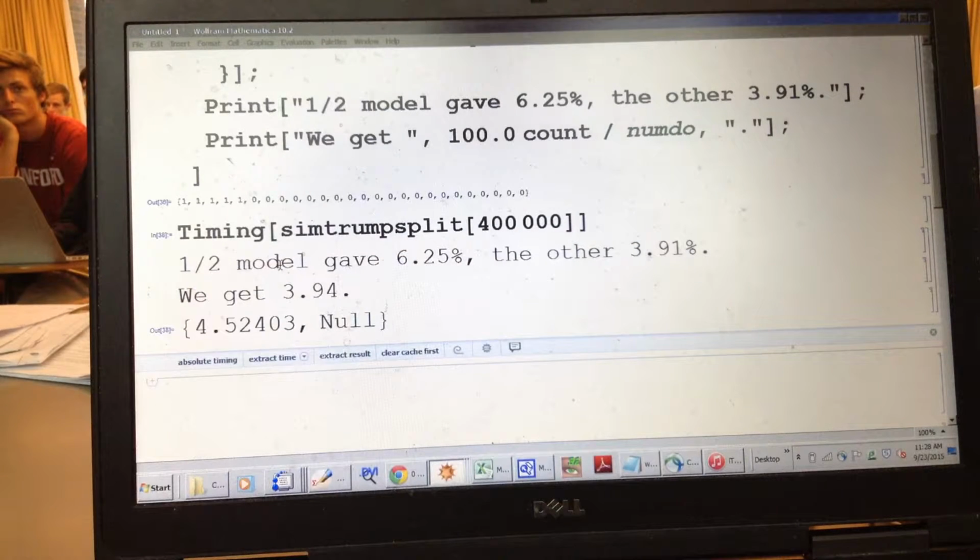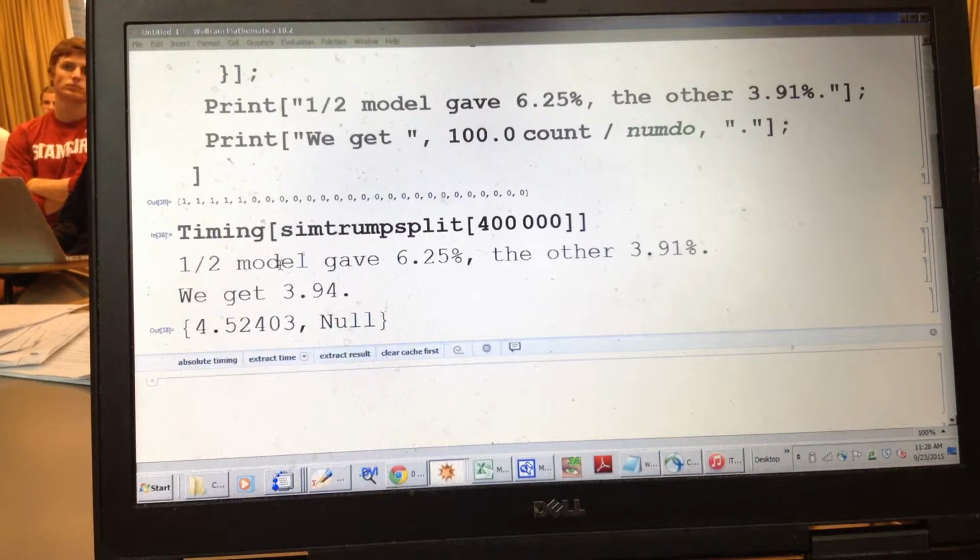And it's now predicting 3.91%. If you put in the right value, we get 3.94. Is this convincing? Okay. At this point, I'm convinced with 400,000. If we go up to 4 million, this will take us about 10 times longer.